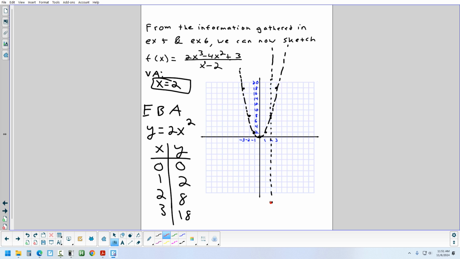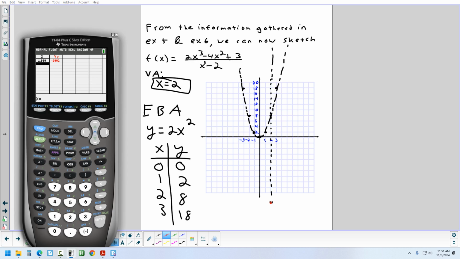All right. What would be another point that's near my asymptote? We can do 3 in a minute, but we should do 2.001. And I'm up at 30,000. Okay, so I'm up as high as I can go.